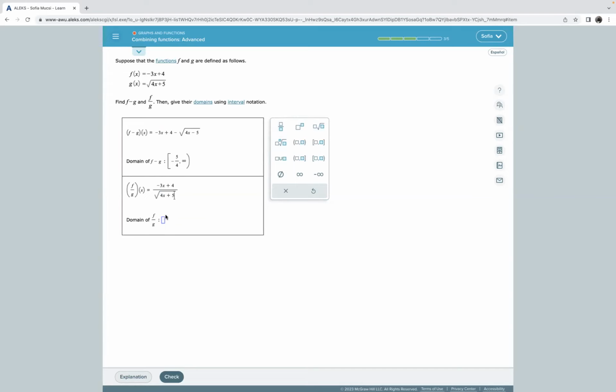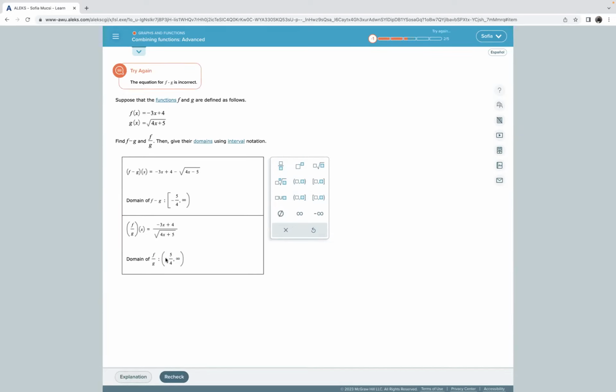Now the domain you would think would be just like the one in the previous problem, but at minus 5 over 4, it's 0 on the bottom. Let that sink in. It ends up being the square root of 0, which is bad on the bottom. So you exclude minus 5 over 4. It just changes it from a bracket to a parenthesis because it just can't be that value, minus 5 over 4. Just parentheses, yeah. And then it would go to infinity, like this. That looks good.